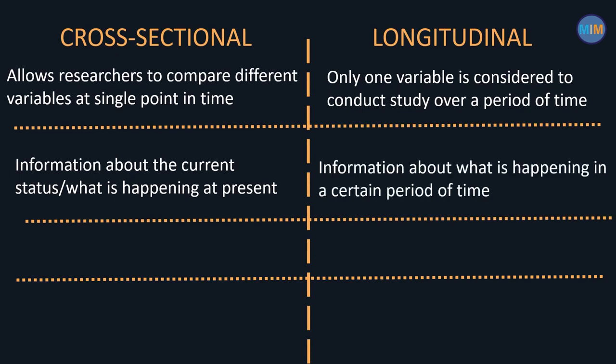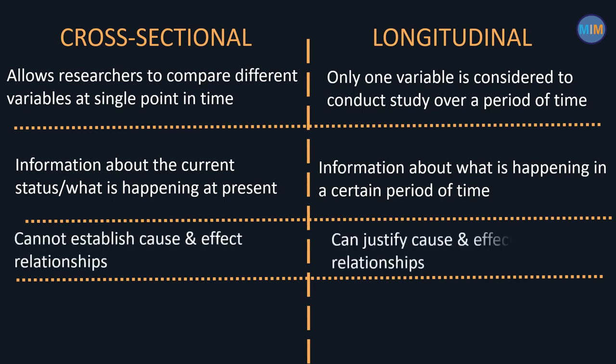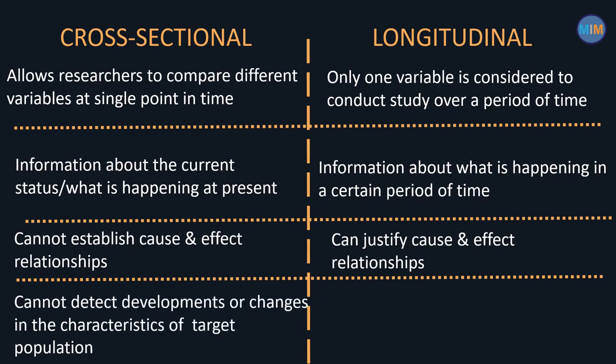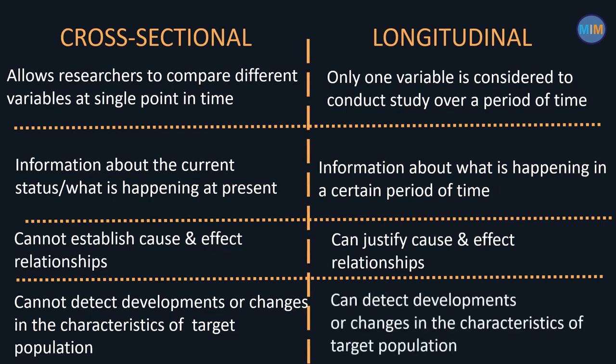A cross-sectional study does not provide information and cannot establish a cause and effect relationship. On the other hand, a longitudinal study can establish and justify a cause and effect relationship. In a cross-sectional study, researchers are not able to detect developments or changes in the characteristics of the target population. Whereas in longitudinal studies, researchers are able to detect developments or changes in the characteristics of the target population at both the group and the individual level.